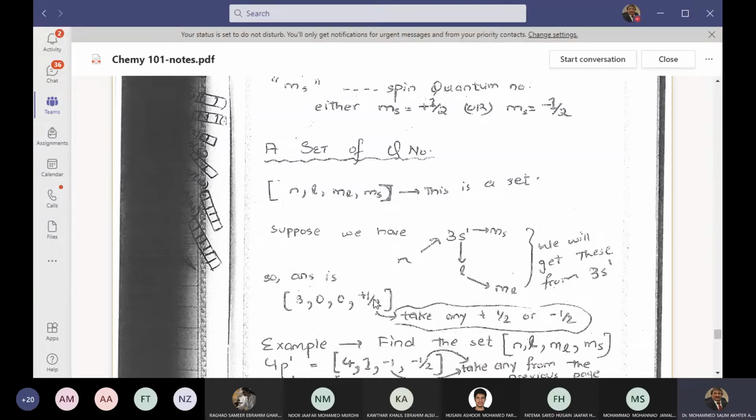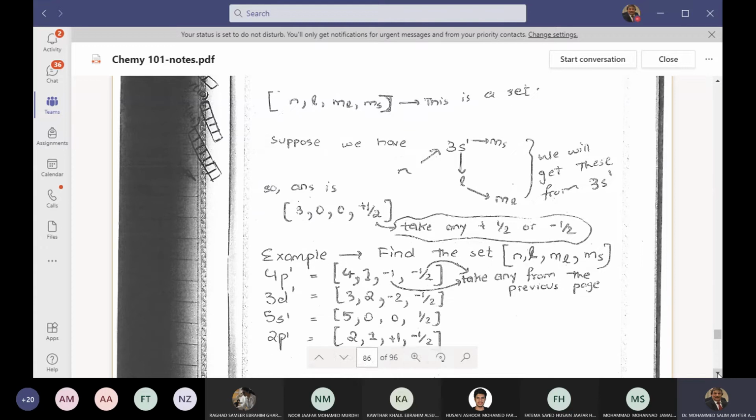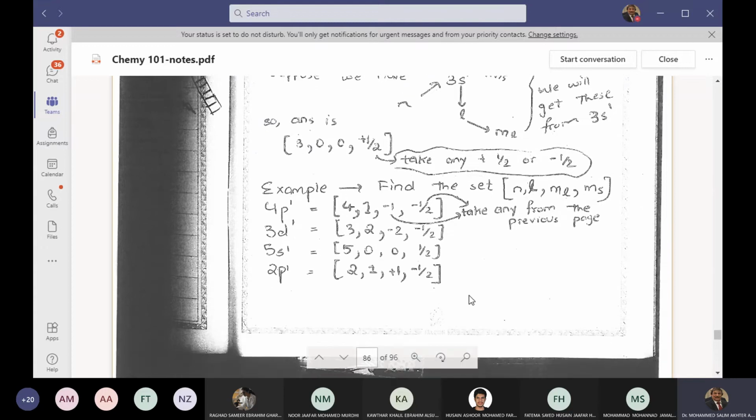So the possibility is to choose the electron upward direction or downward direction. Upward direction plus half, downward direction minus half. So you can write, if you don't like plus half, you can put minus half. Then I gave you another example, so many like this, and then you saw it.